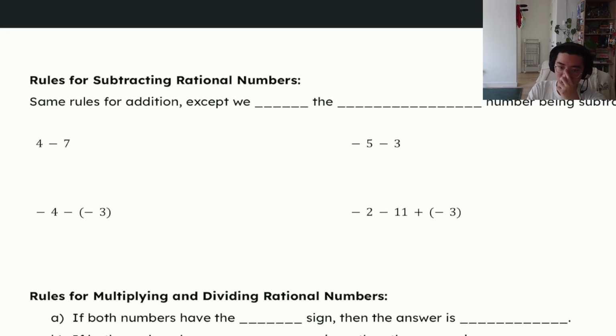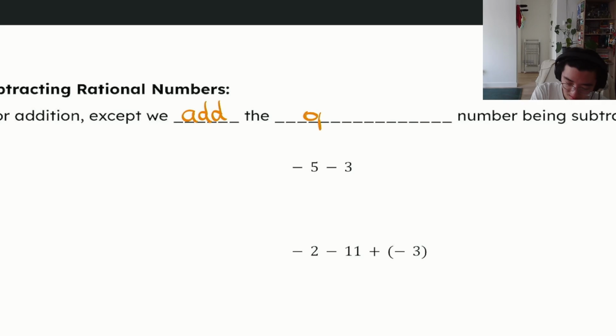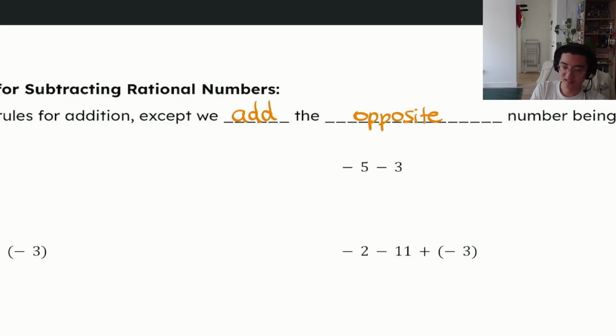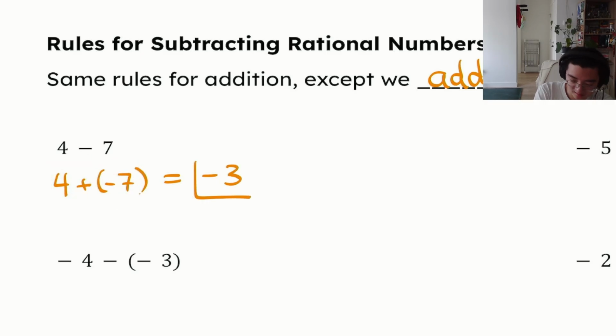Subtraction is the exact same thing as addition, except we add the opposite of the number that's being subtracted. For example, looking at 4 minus 7 here, we can think of it as 4 adding a -7. Of course, we can then use the rules we use for adding. -7 is bigger, so the answer must be negative, and then we just subtract the numbers. 7 minus 4 is 3, so -3. Done.